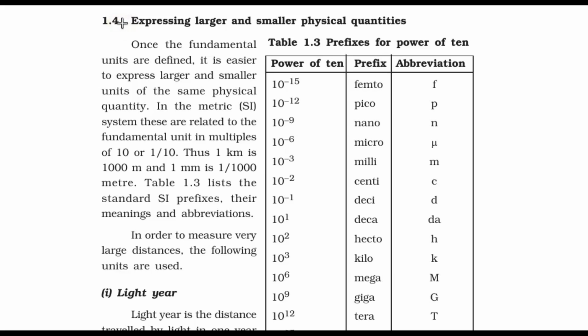Expressing larger and smaller physical quantities. Once the fundamental units are defined, it is easier to express larger and smaller units of the same physical quantity. In the metric SI system, these are related to the fundamental unit in multiples of 10 or 1 upon 10. Thus 1 kilometer is 1000 meter and 1 mm is 1 upon 1000 meter.